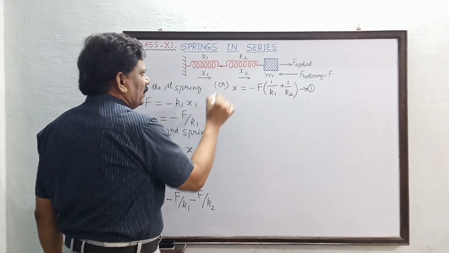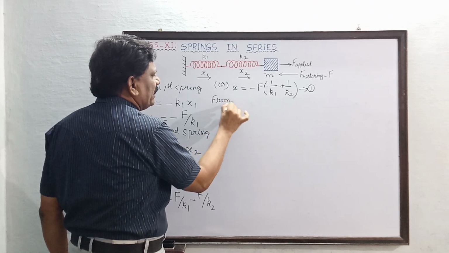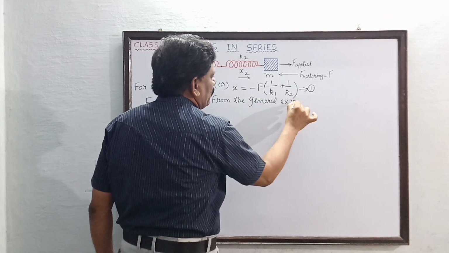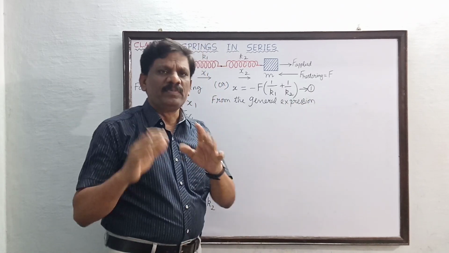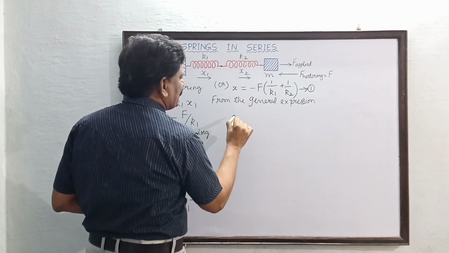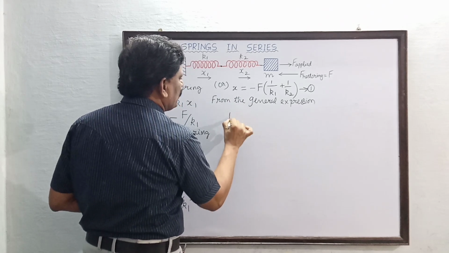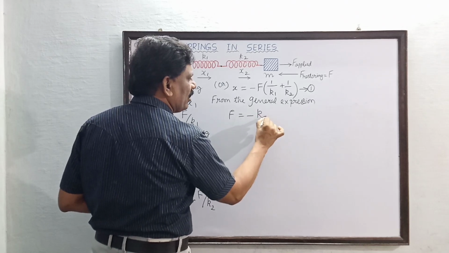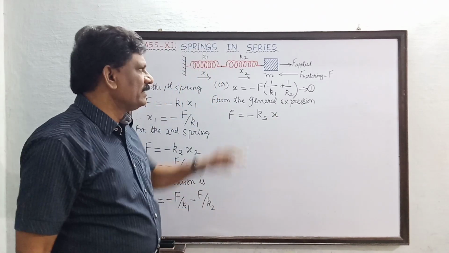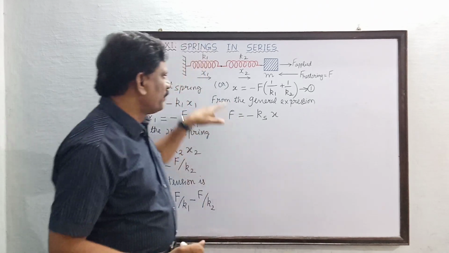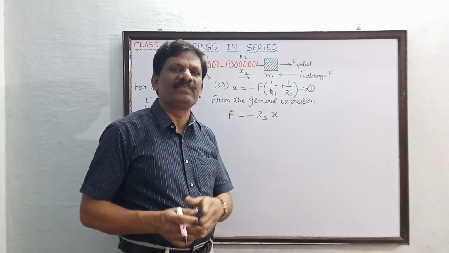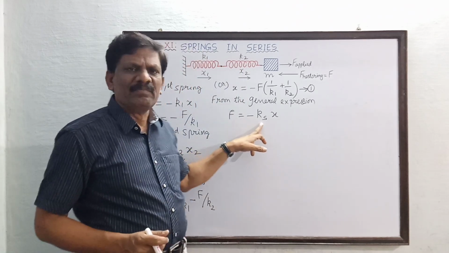Now, from the general expression, suppose the two springs are replaced by a single spring. For the same restoring force, F must be equal to minus K combination, that is K series, times the extension produced. So I am going to replace these two springs by a single spring which produces this net extension x for the same restoring force. What should be the spring constant of that effective spring? It is denoted by the symbol Ks.